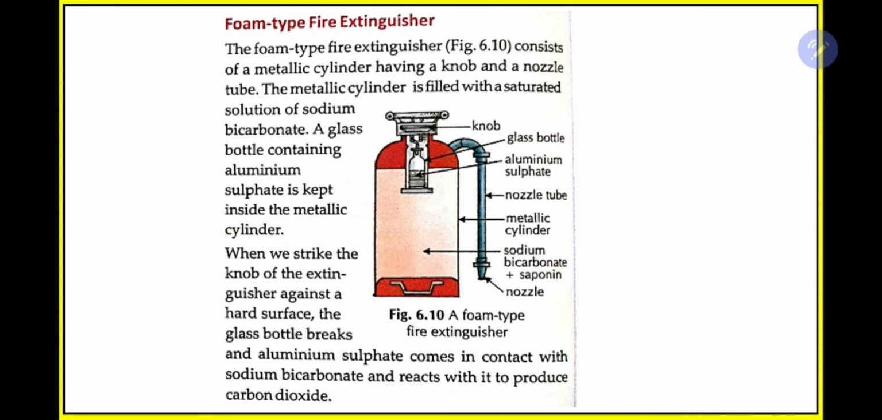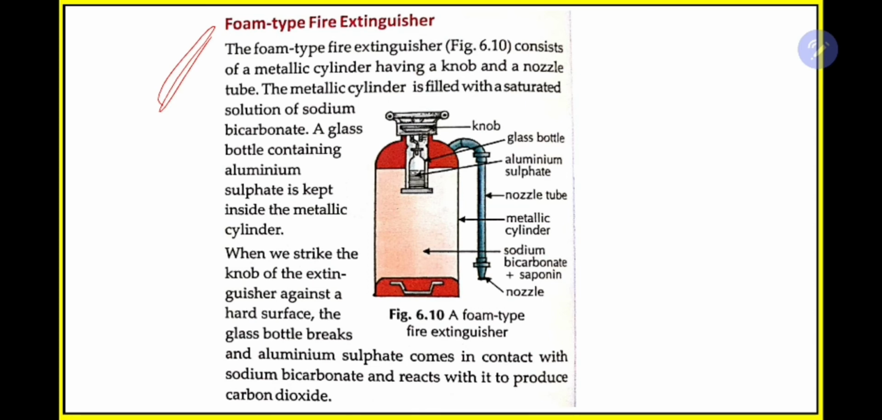When we strike the knob of the extinguisher against a hard surface, the glass bottle breaks and aluminum sulfate comes in contact with the sodium bicarbonate and reacts with it to produce carbon dioxide. So it is a good concept. So what is a foam type fire extinguisher? There is a technique.